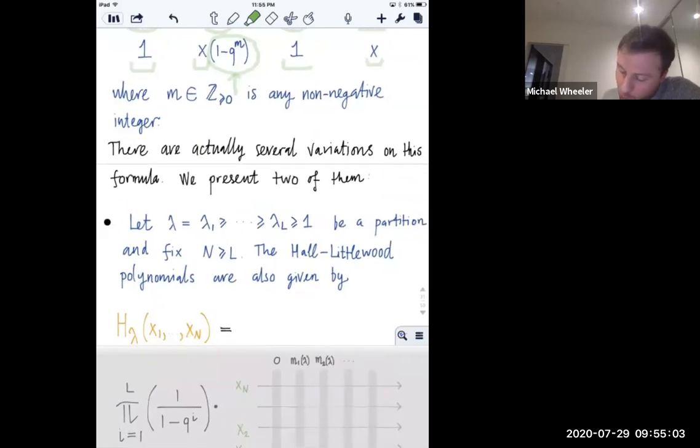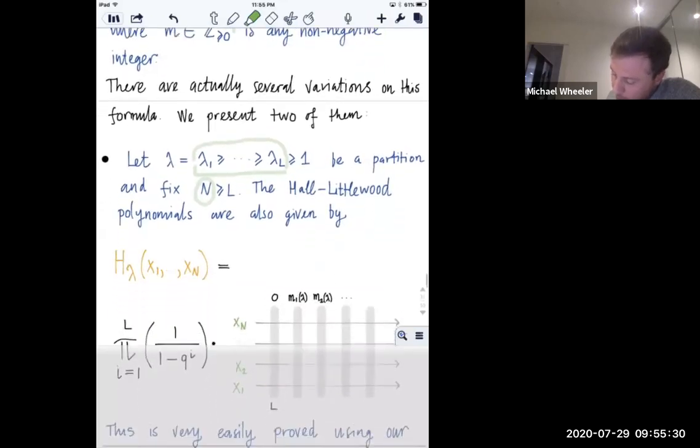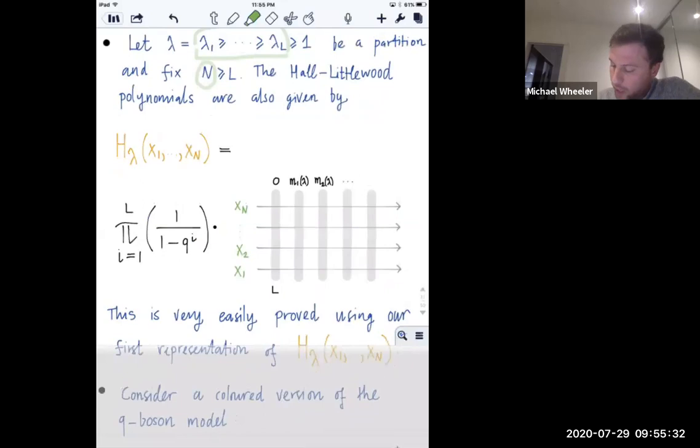What I'm going to do now is take my partition, and I'm just going to focus on the parts of the partition which are actually positive. So I'm just going to throw away all of the zeros. So I'm going to have a partition with L positive parts now, and then I'm going to fix capital N as before to be something bigger than L. All right, so the claim is the Hall-Littlewood polynomials, we can actually represent them in this way here, which is a little bit different from the formula that we had above.